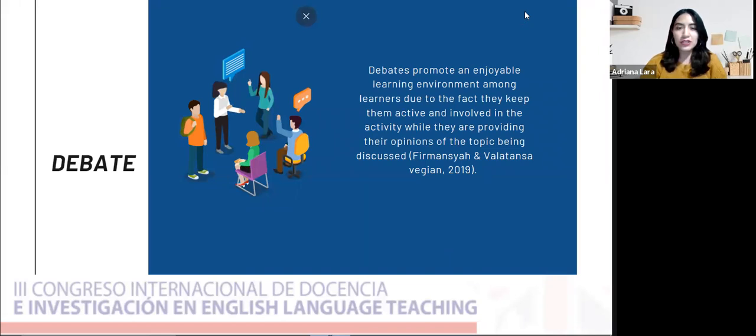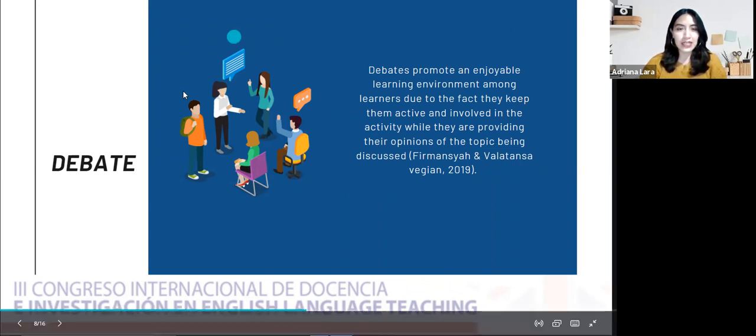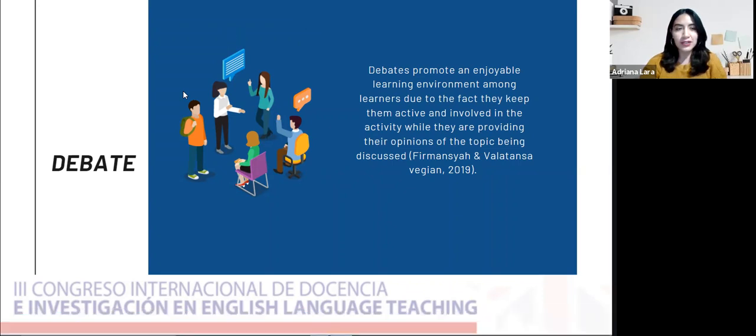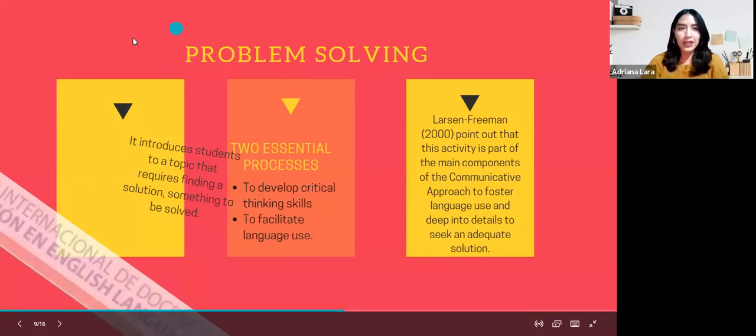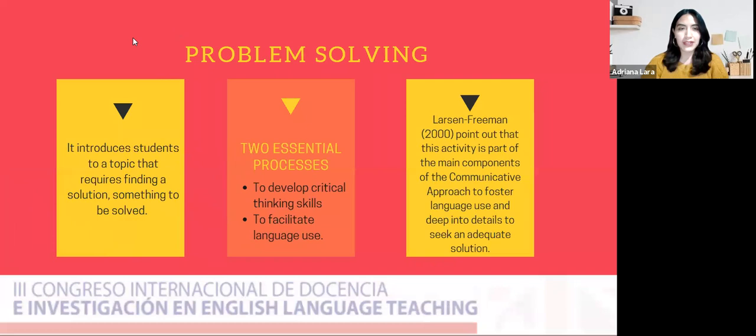Debates also allow students to develop critical thinking skills because they have the chance to not only foster the language, but also to think about some possibilities to answer their classmates' opinions. Let's continue to the next communicative activity. The next communicative activity is problem solving.